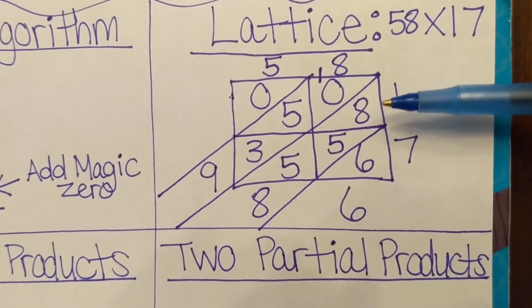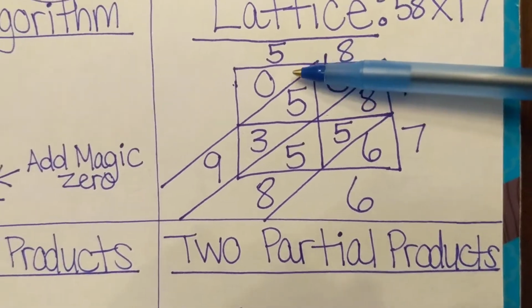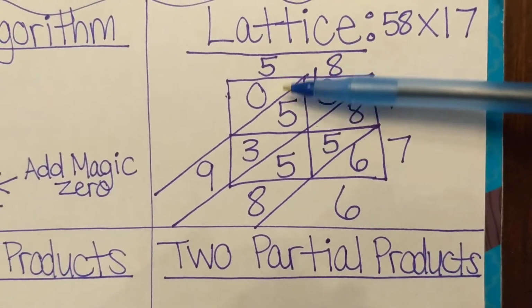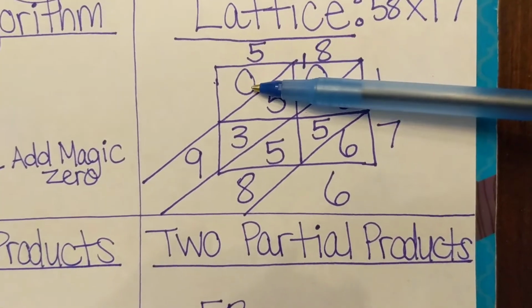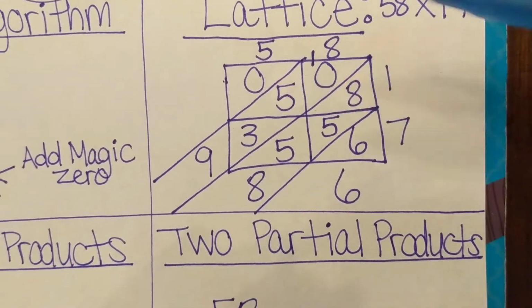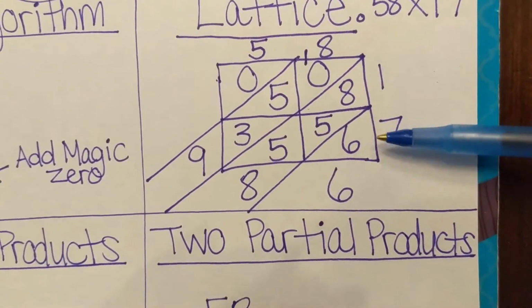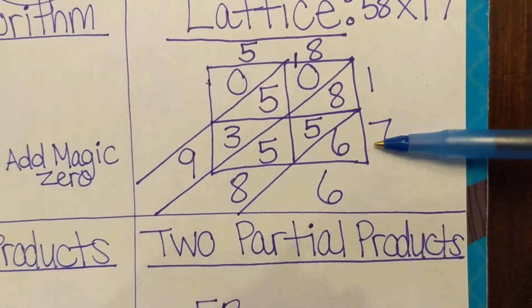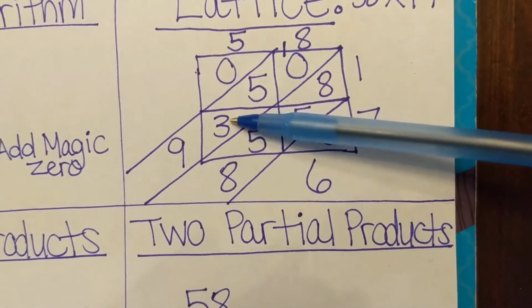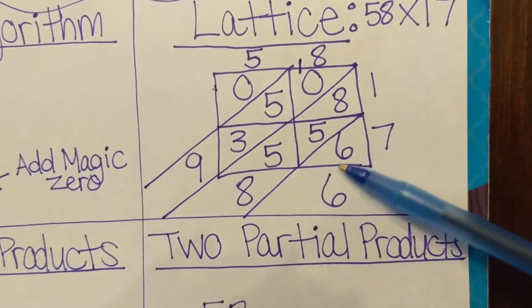Okay, then I come over here, I do 1 times 5. Again, this is going to be less than 10, so that means I have to put a 0 and then put the 5 here. And then last but not least, I do 7 times 5, which gives me 35. And then you'll notice I add these all up.